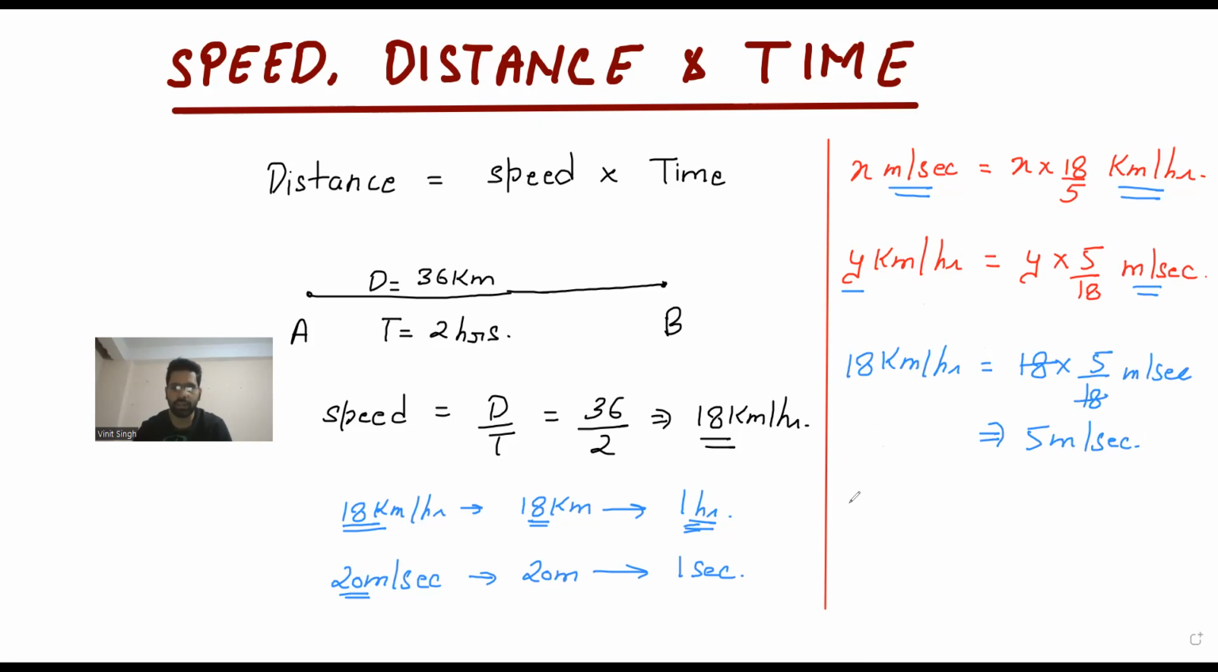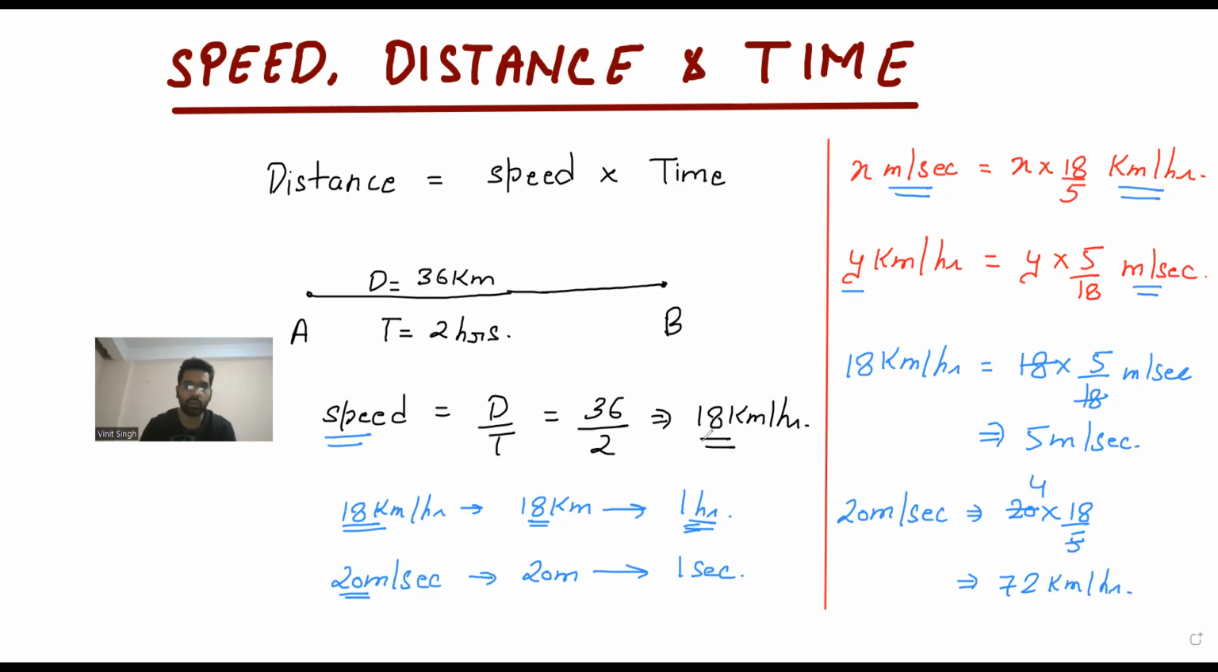When the speed is given 20 meter per second, we will convert it into kilometer per hour, 20 into 18 by 5. It will be 72 kilometer per hour. Clear?